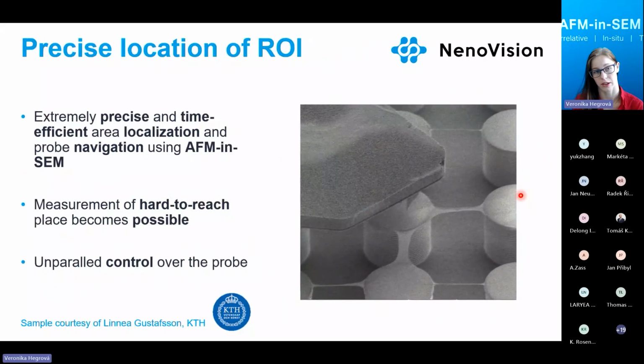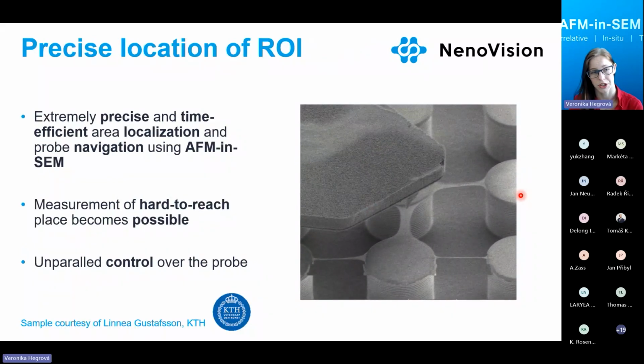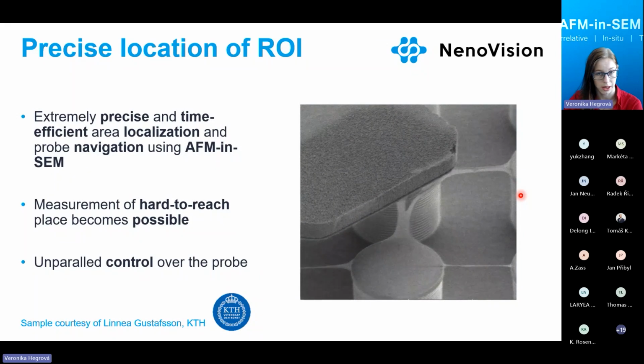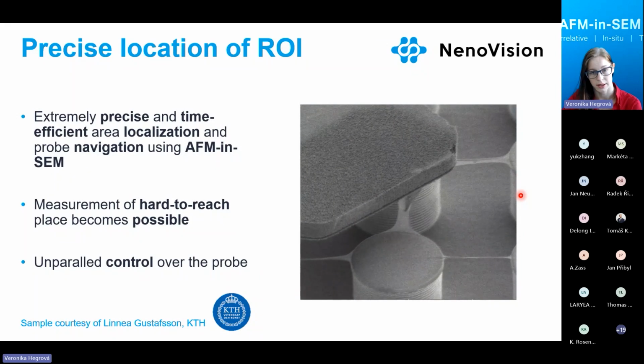Regarding the precise location of the region of interest, thanks to the SEM overview, it's quite time efficient and easy to see the very end of the tip and find, for instance, nanowires like this. So measurement of hard-to-reach places becomes possible. Further, we have unparalleled control over the probe and over the experiment, so we are sure we are doing what we want to do.